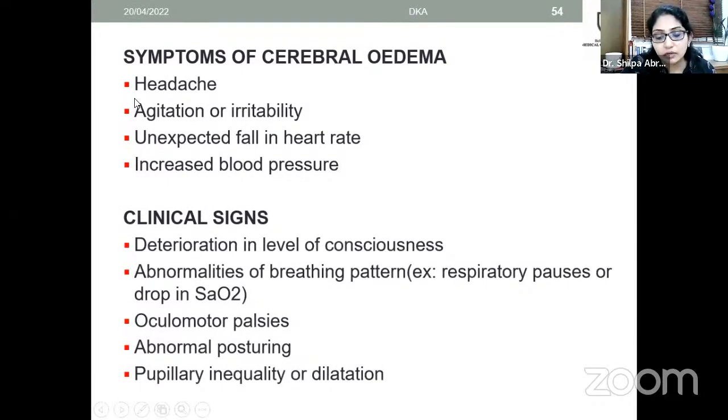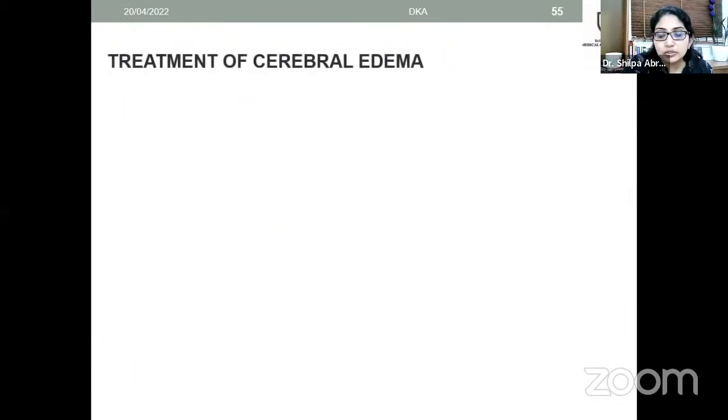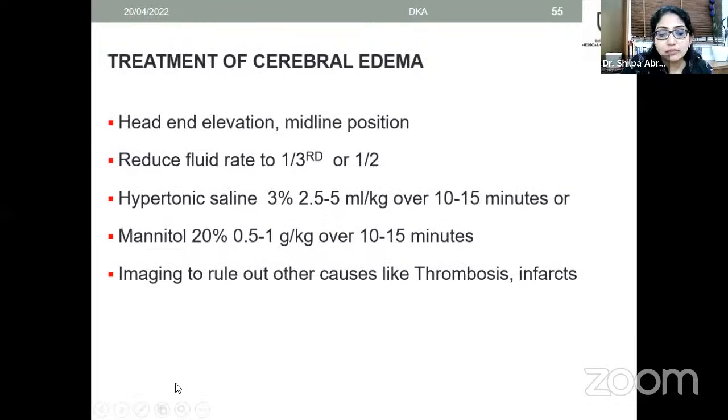For any level of deterioration in consciousness or abnormal breathing patterns or any oculomotor palsies, pupillary inequalities, abnormal posturings, etc. How do you treat? Immediately you have to give either mannitol or 3% saline, and then head end elevation in midline position.